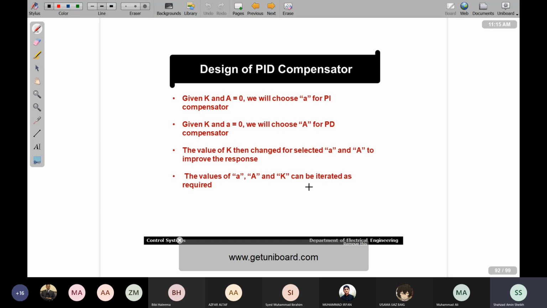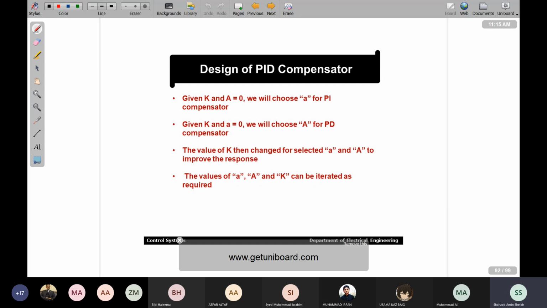So again, as we have said, given k and a equal to 0, we will be choosing small a for a PI compensator, and given k and small a equal to 0, we will choose capital A for a PD compensator, and the value of k is then changed for the selected small a and capital A to improve the response. This is the same procedure which we will be doing, and the values of small a, capital A and k can be iterated as required.